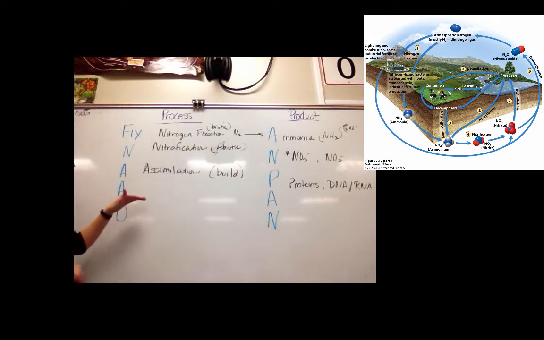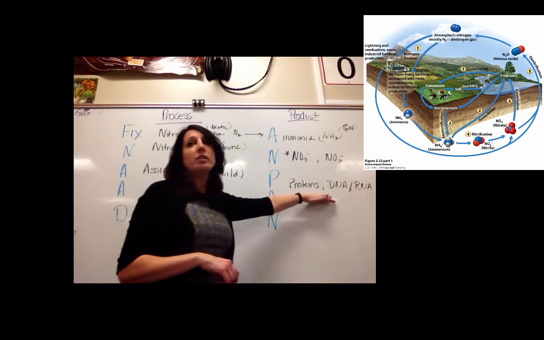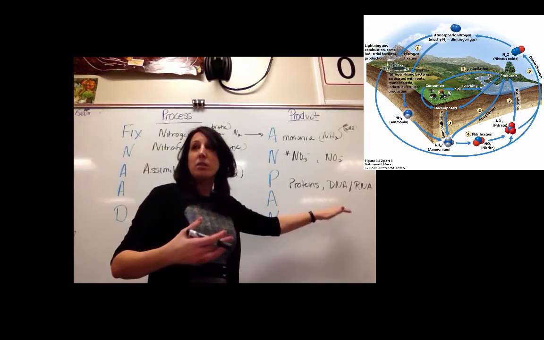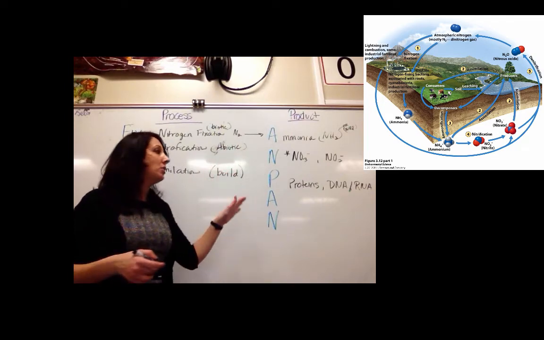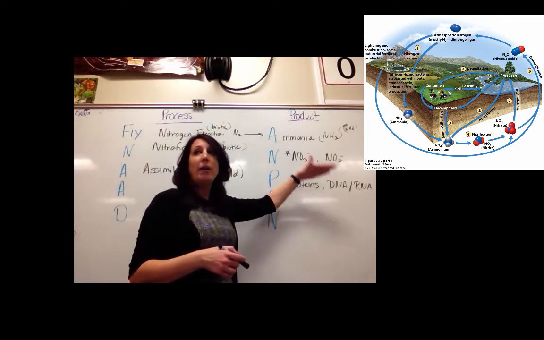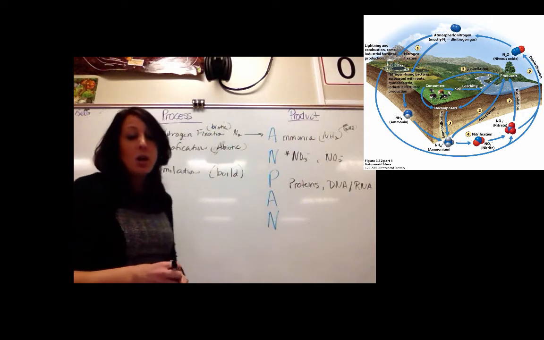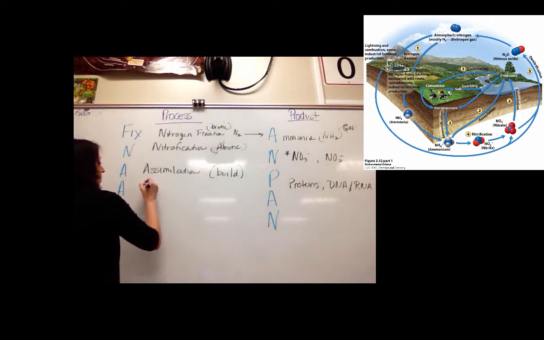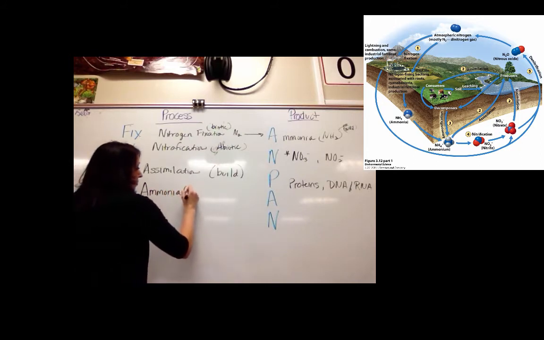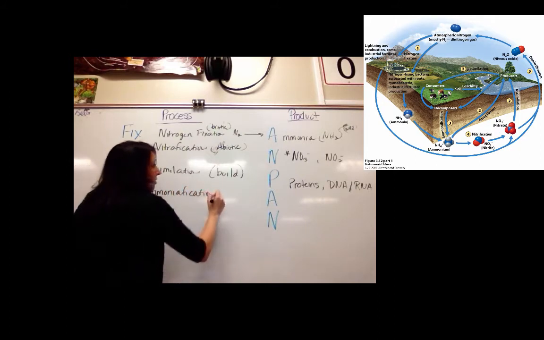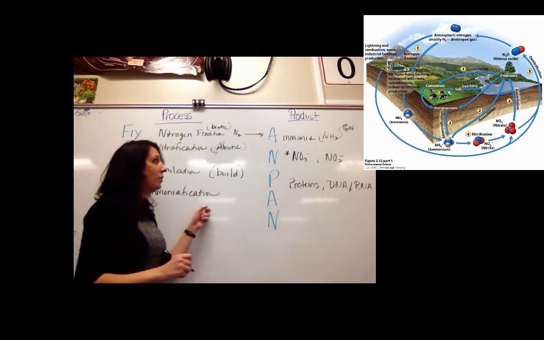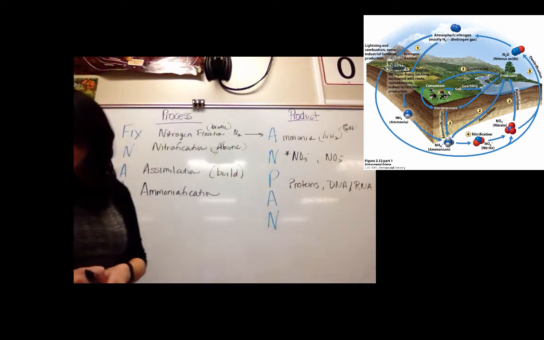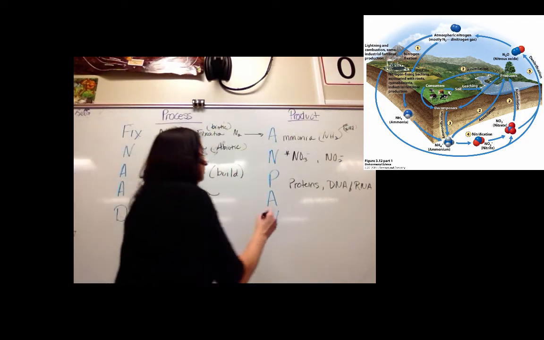The next one: if we're done with this, let's say your plants die, your animals die, we need to get that back up into the atmosphere. Well, we can't just take it how it is, we have to change it back. So that process is called ammonification again. And what do you think we're going to make? So we're taking the nitrogen as it is in this form, going through a process called ammonification. What do you think we are making? Very good, ammonia.